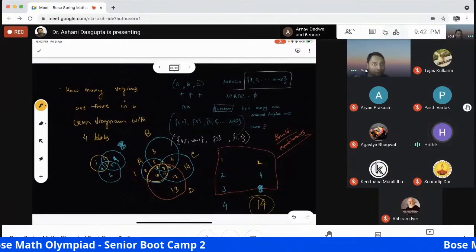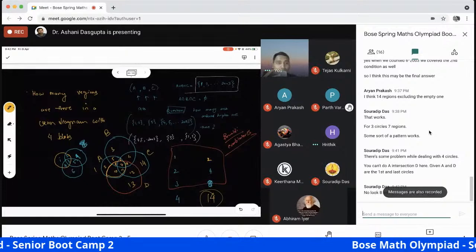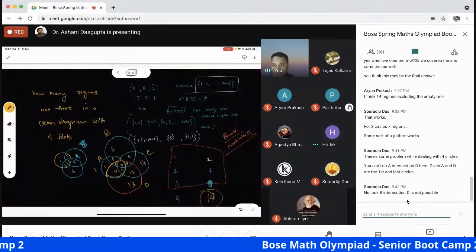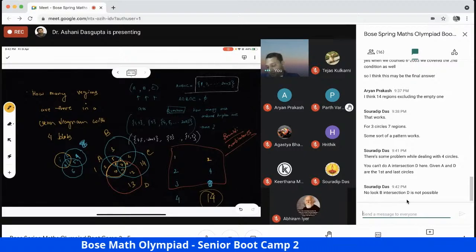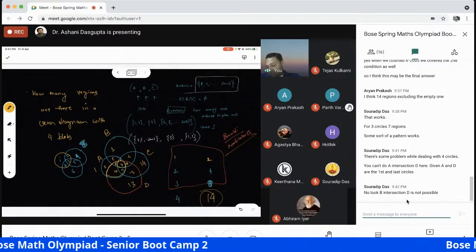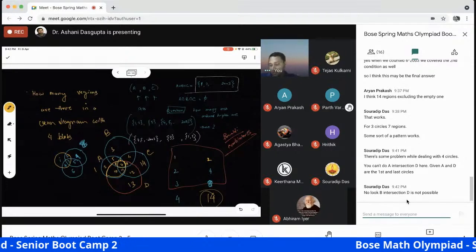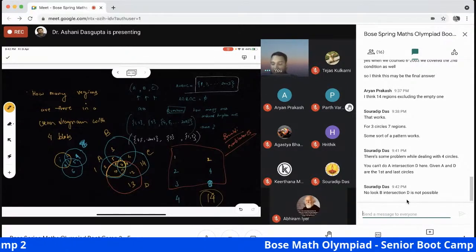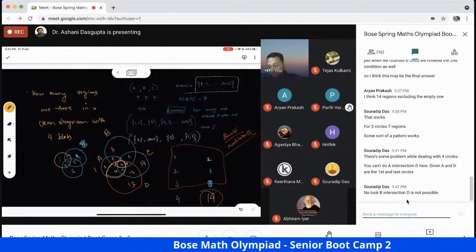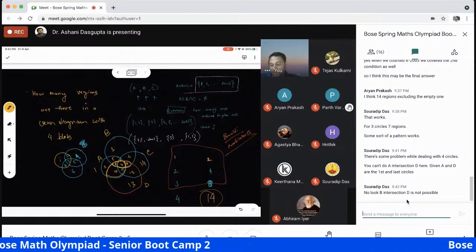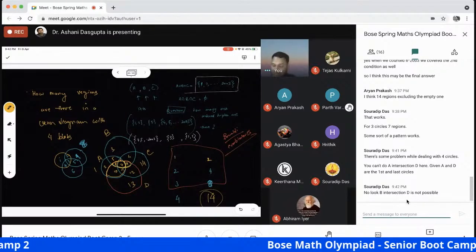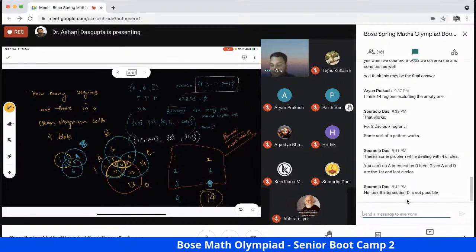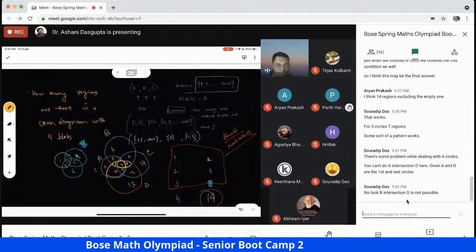So the counter example. You see, B intersection D is not possible. B intersection D is possible. It's this one. This is B intersection D. Okay, I see what you're saying. B intersection D is this entire thing. So what you are saying is B intersection D but intersect nothing else is not possible. Is that what you're saying?